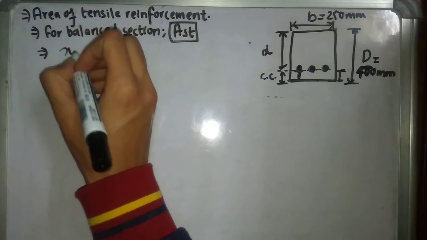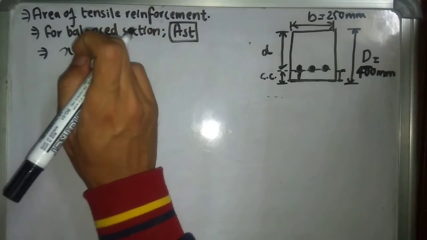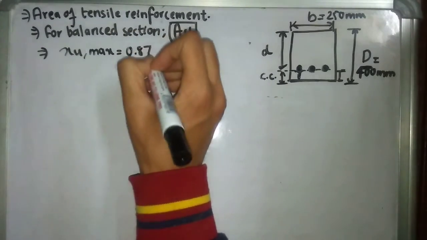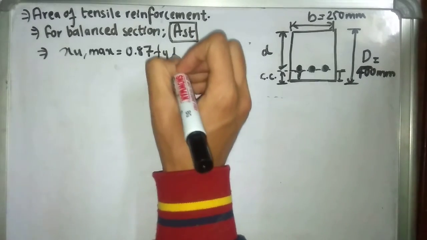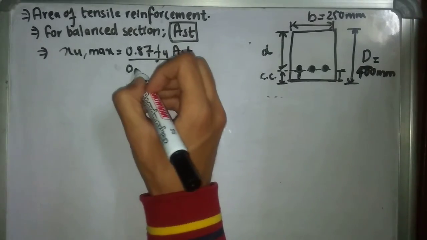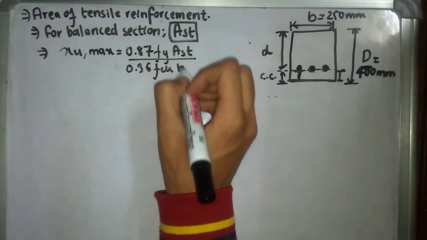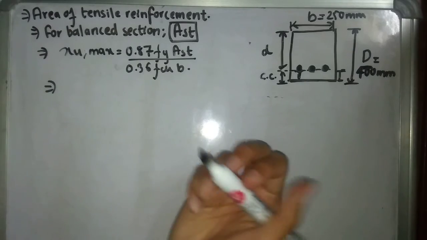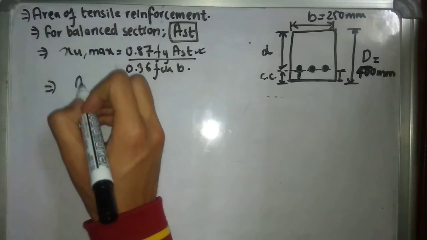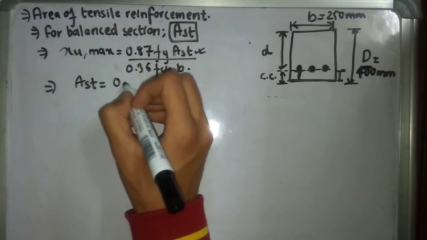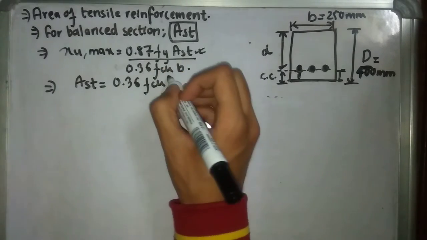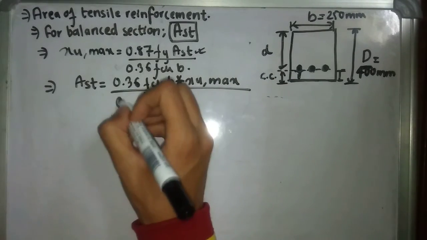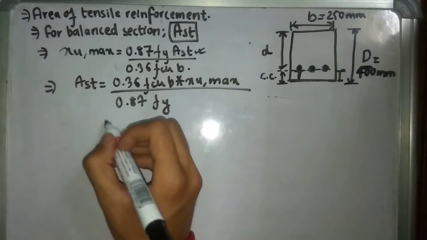So we have XU max equals 0.87 FY AST divided by 0.36 FCK B. We have our value of XU max as 0.48 D. Right now what I need is AST, so let me write AST on the left hand side. We get this as 0.36 FCK B into XU max divided by 0.87 FY.